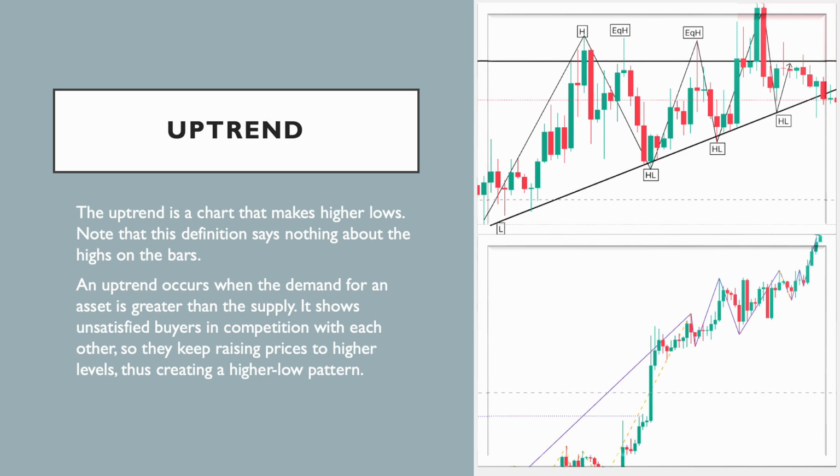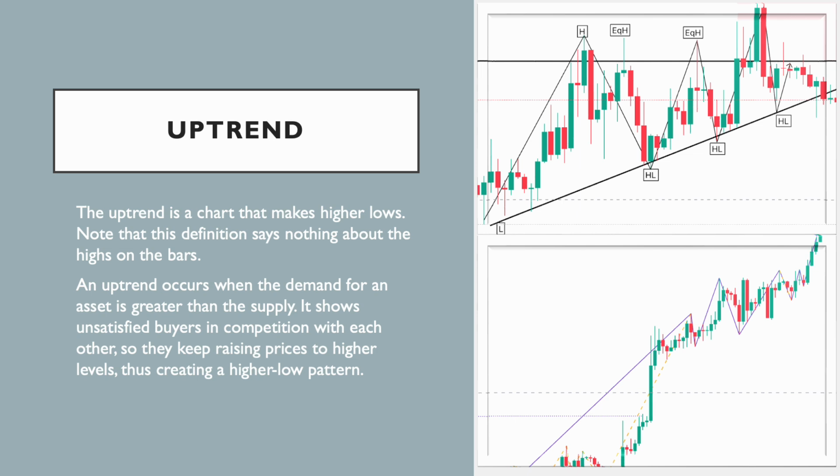Definition of an uptrend: an uptrend is a chart that makes higher lows. Note that the definition says nothing about the highs on the bars. An uptrend occurs when the demand for an asset is greater than the supply. It shows unsatisfied buyers in competition with each other, so they keep raising prices to higher levels and creating a higher low pattern.